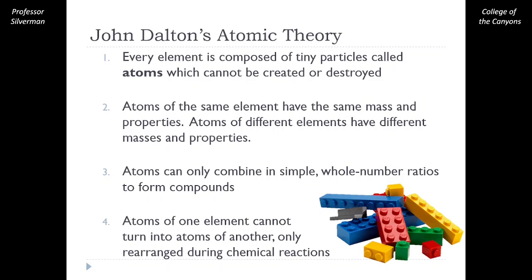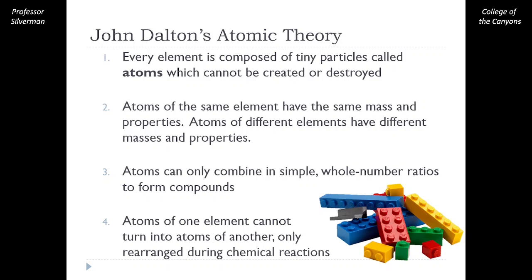Number 1, every element is composed of atoms. These atoms cannot be created or destroyed. Number 2, atoms of the same element should be identical to each other. Atoms of different elements are different from other elements. That is to say, 2 carbon atoms should be identical, but a carbon atom and a silver atom are different from each other. We have now found about 118 unique atoms, 118 unique elements.